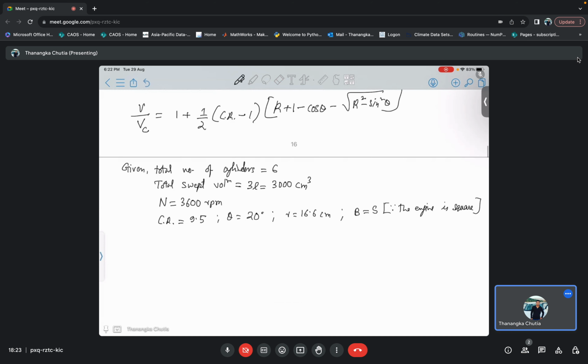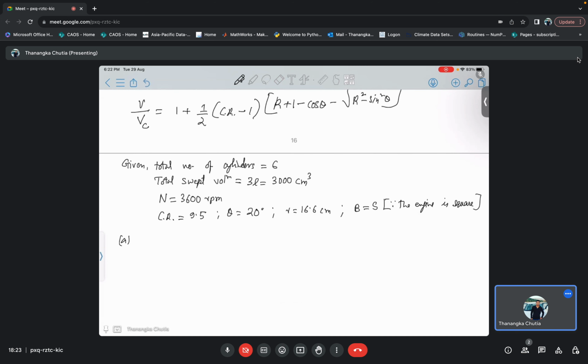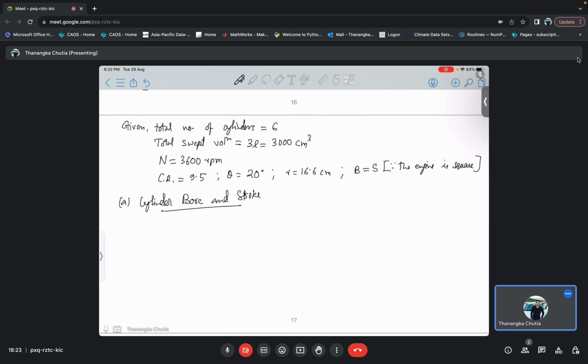Now what you have to calculate: cylinder bore and stroke, displacement volume of each cylinder. So what will be the displacement volume of each cylinder? There are 6 cylinders and the total swept or displacement volume is 3000 centimeter cube. So displacement volume of each cylinder will be nothing but 3000 by 6 centimeter cube, which is equal to 500 centimeter cube.